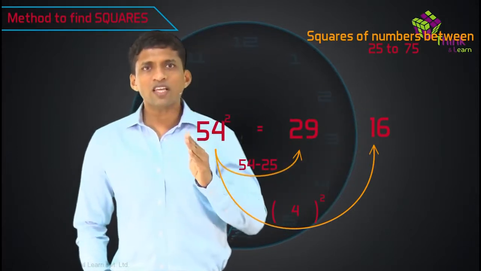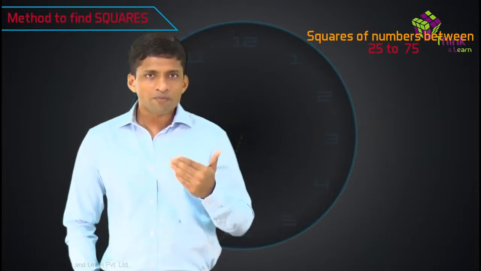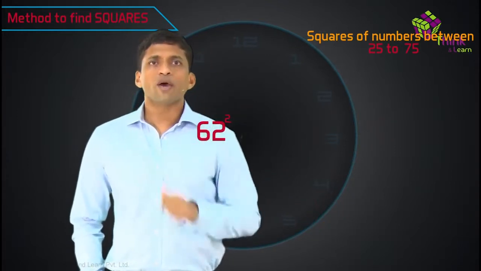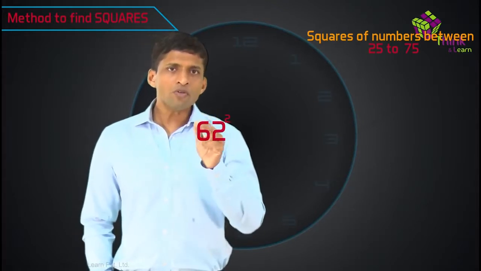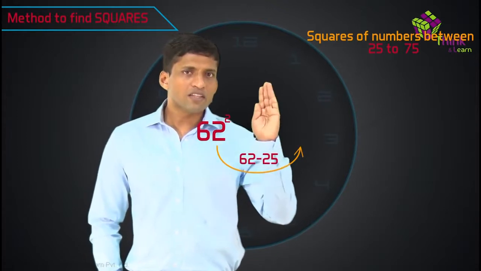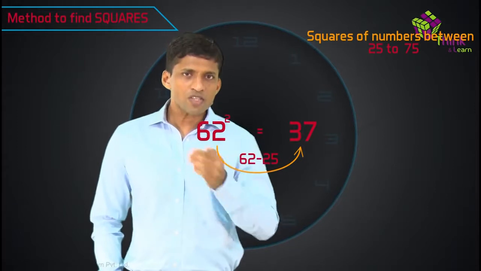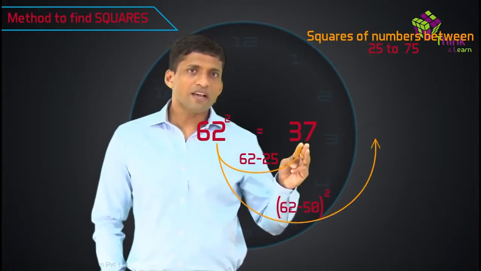Method is easy and interesting. Now, one more number, if you want to find 62 square, what we need to do? First step is 62 minus 25. So we'll get 37 as the first 2 digits. Second step is, take the difference from 50 and square of that.